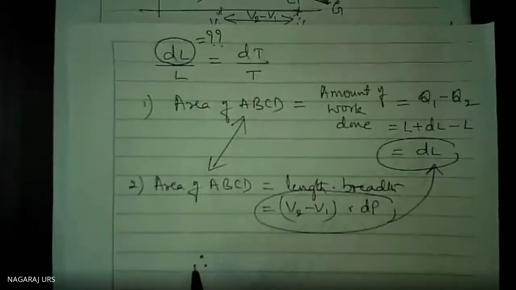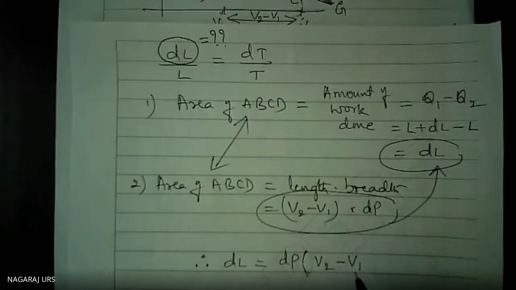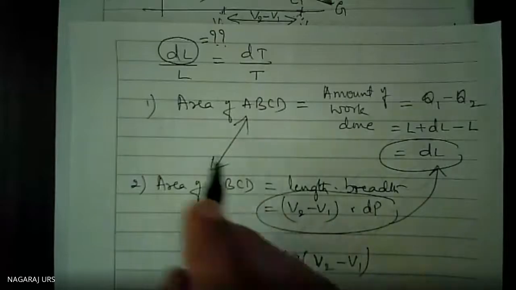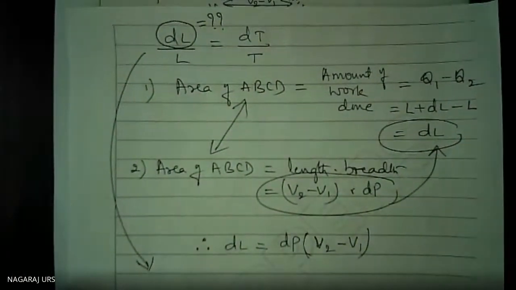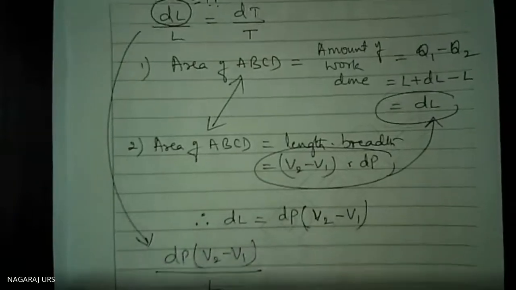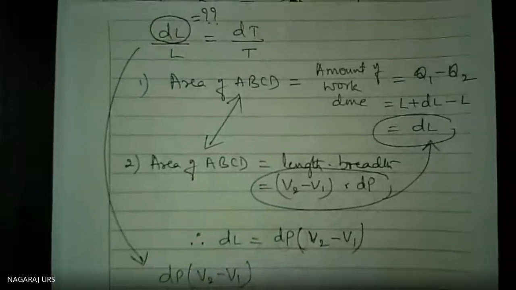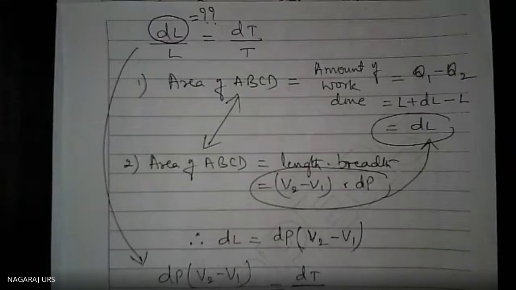Therefore, DL is equal to how much? DL is equal to dP into V2 minus V1. Therefore, this expression becomes: DL value, dP into V2 minus V1, divided by L, is equal to dt divided by T as it is.